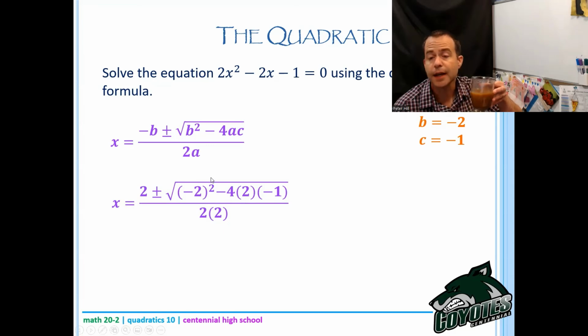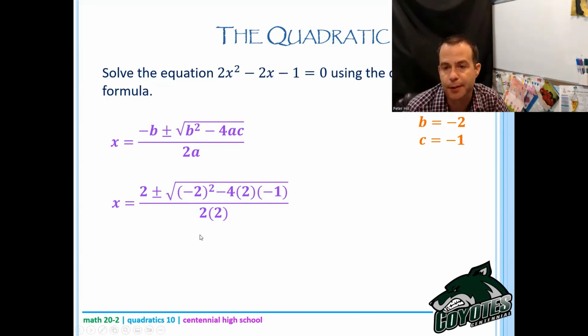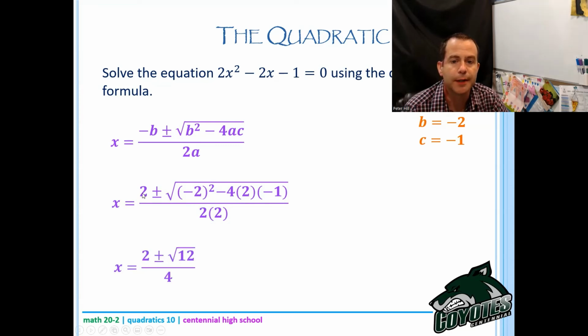Now, again, I'm going to get what's underneath the square root as one number, which is going to be 4 plus 8. I believe that number will be 12. So I end up with 2 plus or minus root 12 over 4. Where did the 4 come from? It was the 2 times 2 here. Okay. All right. Now I got to think to myself, okay, can I simplify the root 12?